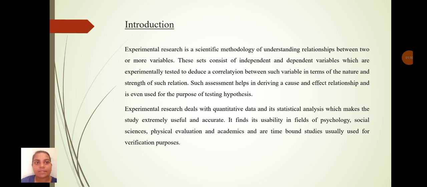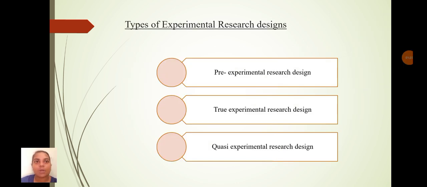It finds its usability in the fields of psychology, social science, physical evaluation, and academics, and these are time-bound studies usually used for verification purposes. Types of experimental research design: first, pre-experimental research design; second, true experimental research design; and third, quasi-experimental research design.